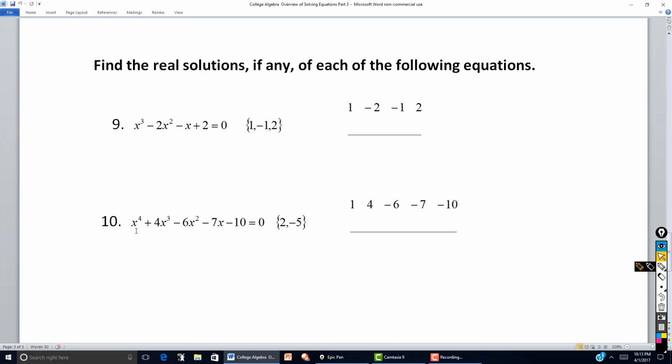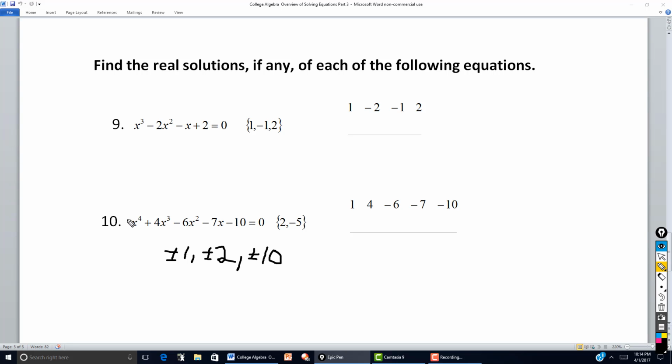Now the next one, we've got x to the fourth plus 4x to the third minus 6x squared minus 7x minus 10 is equal to 0. I want to find the real solutions to this, if any. So again, the last term here is a negative 10. So the factors of negative 10 are going to be plus or minus 1, plus or minus 2, plus or minus 10.